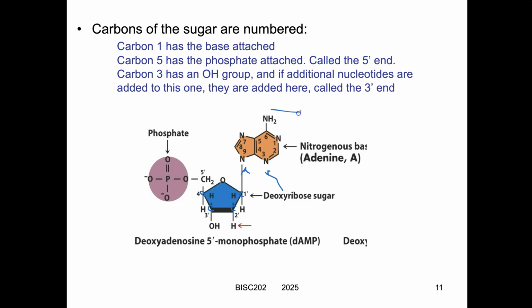So the things to pay attention to is that the base is added to this part, these rings. These are called nitrogenous bases because they have rings with a lot of nitrogen in them, and they are attached to the 1' carbon.